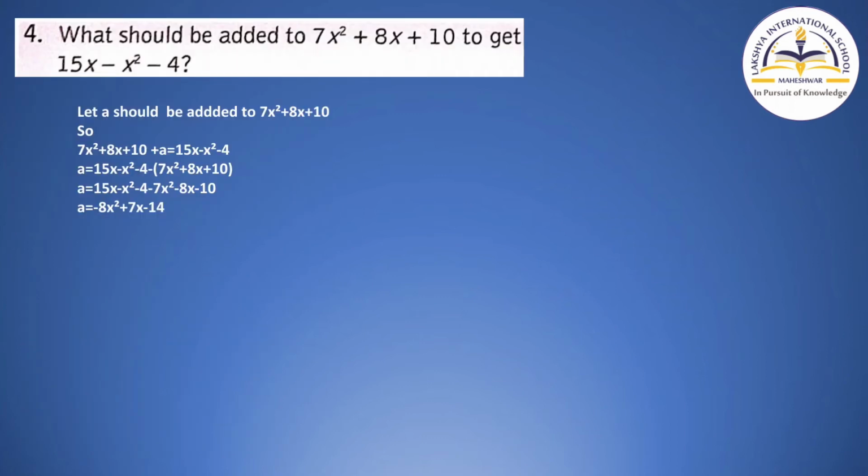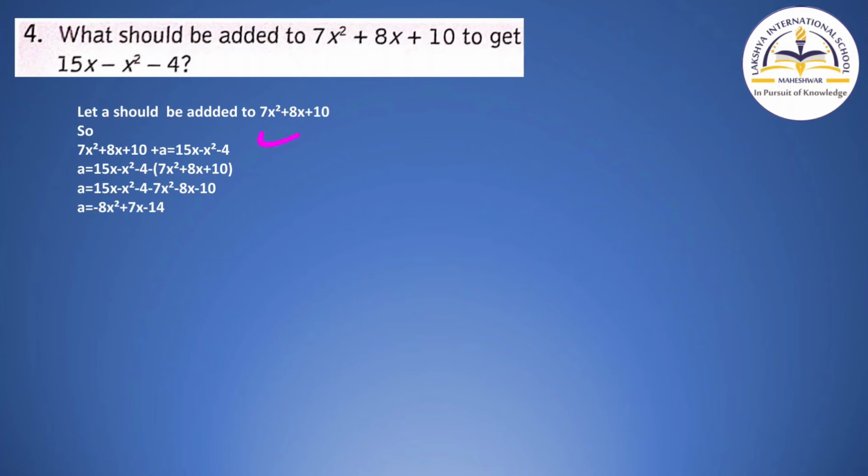Now question number 4. What should be added to 7x square plus 8x plus 10 to get 15x minus x square minus 4? Let a be added to 7x square plus 8x plus 10. So 7x square plus 8x plus 10 plus a. Here we have considered a number, say a. Now we have to find out the value of a. So how can we find it?